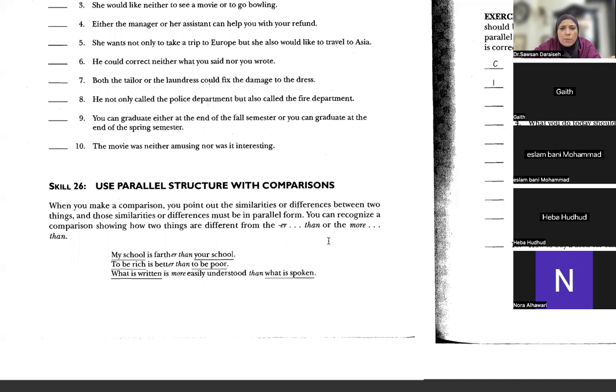You can recognize a comparison showing how two things are different from the ER. Sometimes we make a comparison and show how things differ using ER than. Again, my mother is taller. ER is attached to an adjective. My mother is... when I describe I always say is and are. My mother is tall, but I want to say taller than me: my mother is taller. I added ER so I don't just say tall, but taller. Then I have to say than, than whom? Than me or than I am.